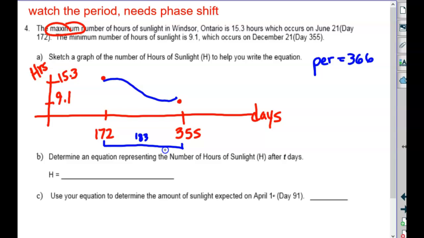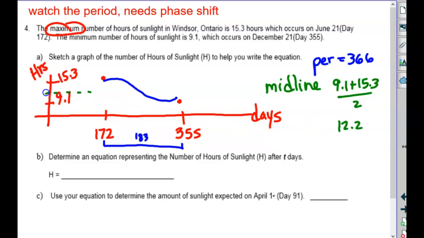I don't even think we need to draw a whole thing, do we? Okay. Let's start with what? You tell me. Midline would be really good. Midline. How do we find midline? Yeah, the 9.1 plus 15.3 is 24.4, which would be 12.2 maybe? Okay, so the midline is at 12.2.